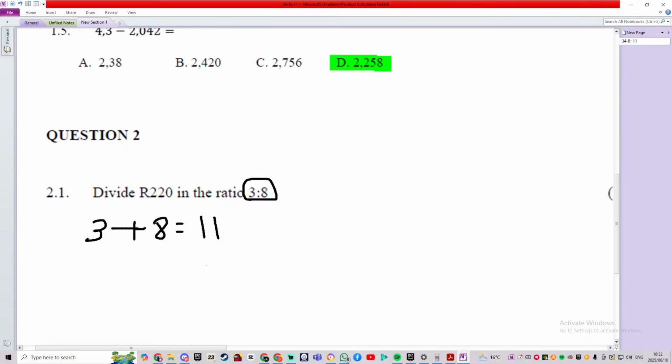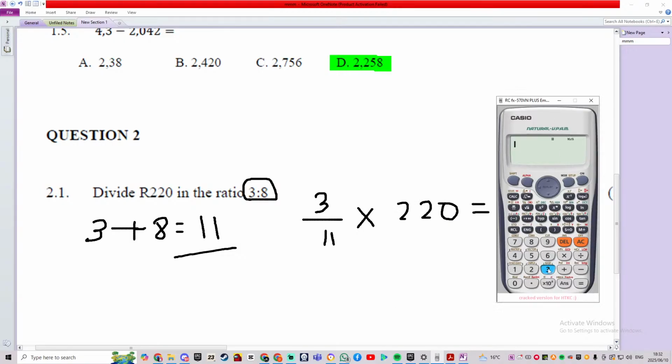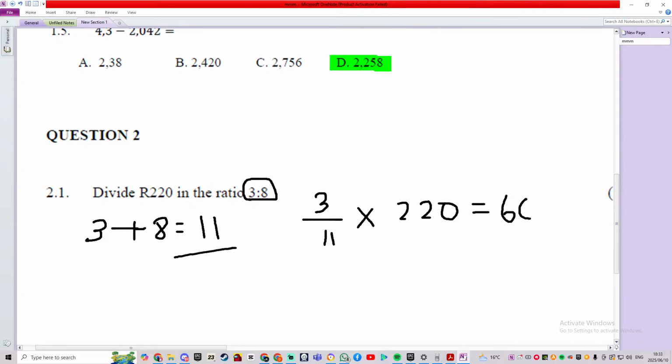Right, so what we do in this situation is we want to divide in the ratio. Take it over the 11. So you can say 3/11, and you multiply 3/11 by 220. Let's get an answer there, so I take out a calculator. 3/11 multiplied by 220, we get 60. Hope I wasn't too fast.